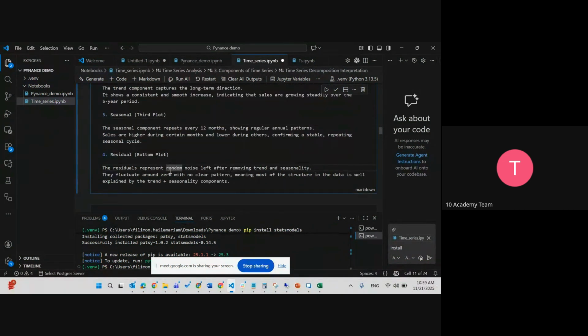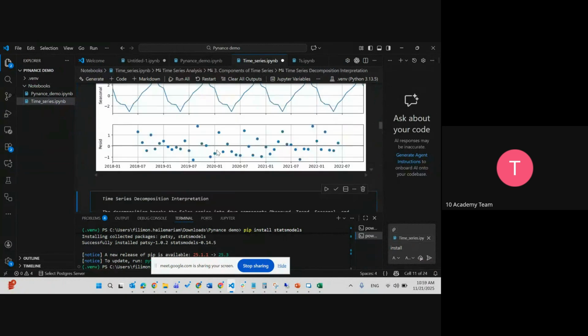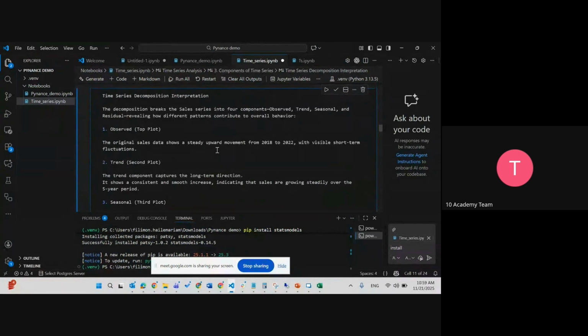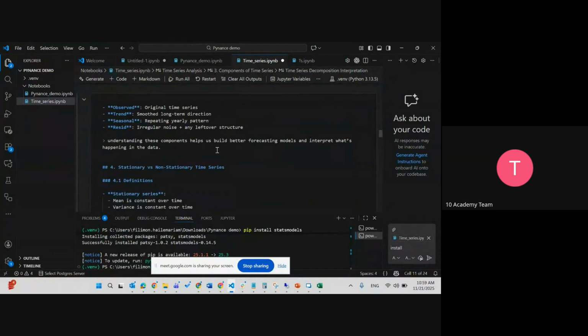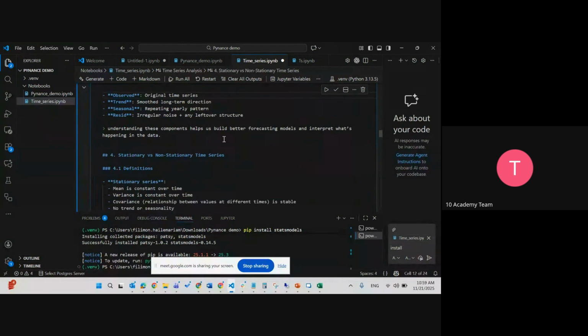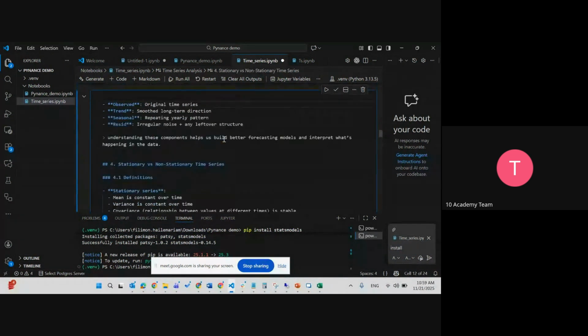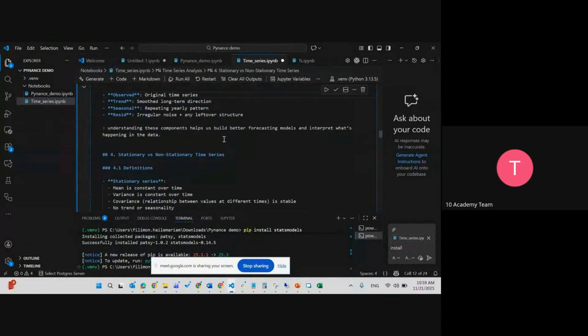So there are also residuals. Residuals represent the random noise left after removing the trend and seasonality. So these are the components of a time series and how we see them. What we observed from here is a smooth long-term trend, a yearly repeating pattern, and irregular noise and leftovers.